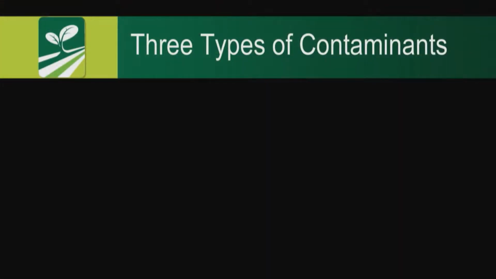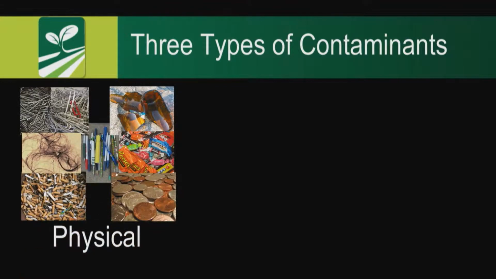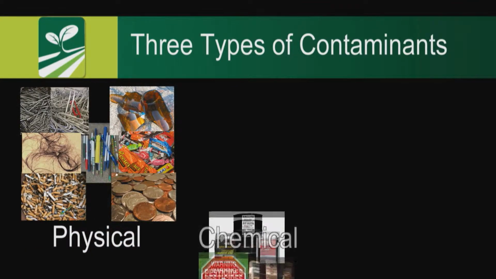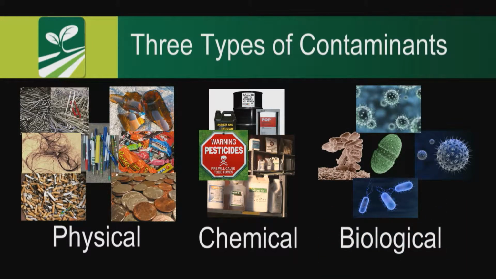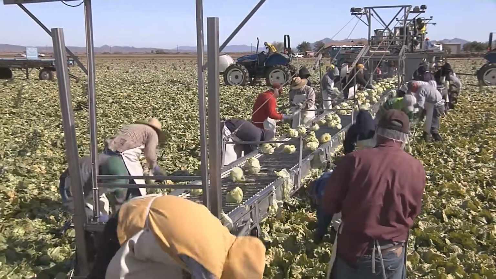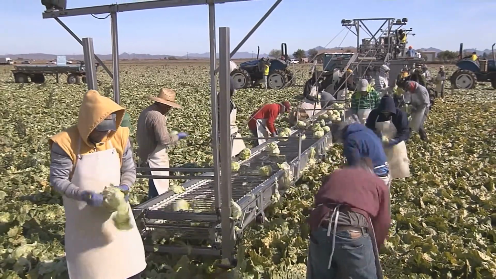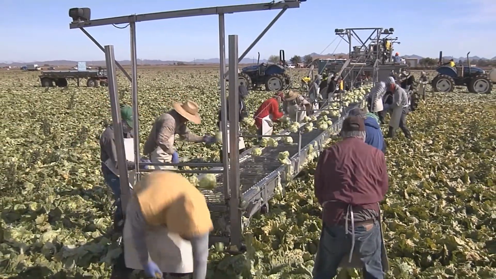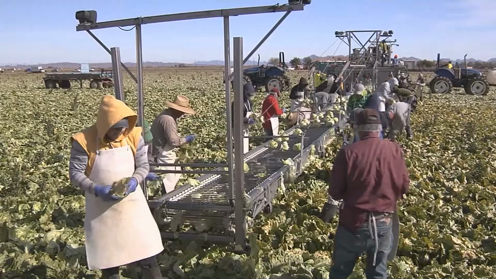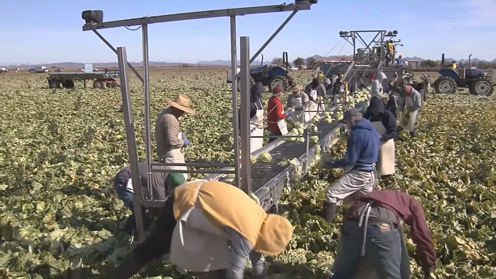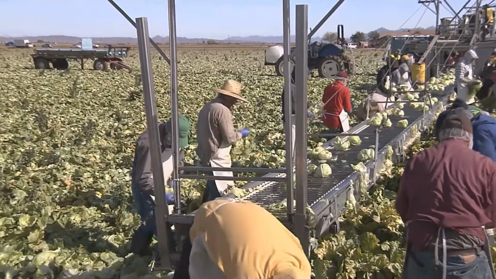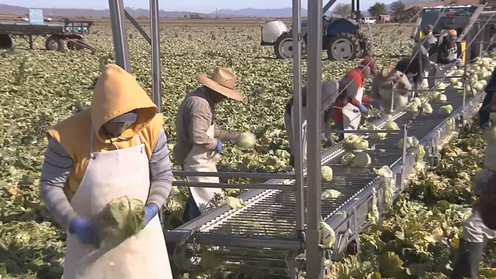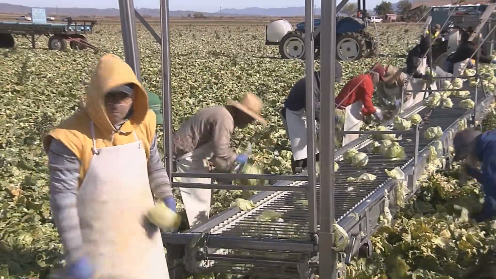There are three main types of contaminants that could get into leafy greens. 1. Physical contaminants. 2. Chemical contaminants. 3. Biological contaminants. All food safety programs, including this one, focus on minimizing the risk of product contamination. It is our job to protect the food we grow from contamination so that it doesn't become the source of a foodborne illness. Let's review the three types of contaminants.